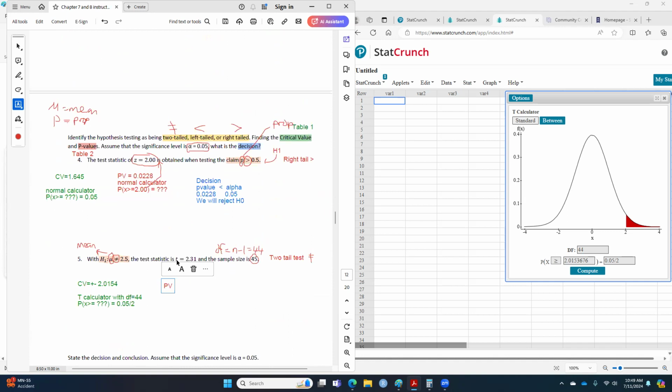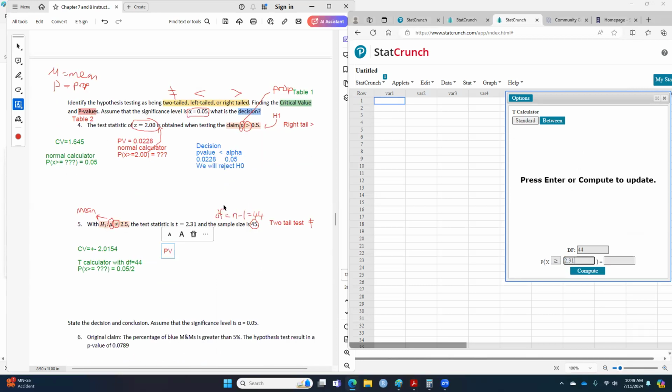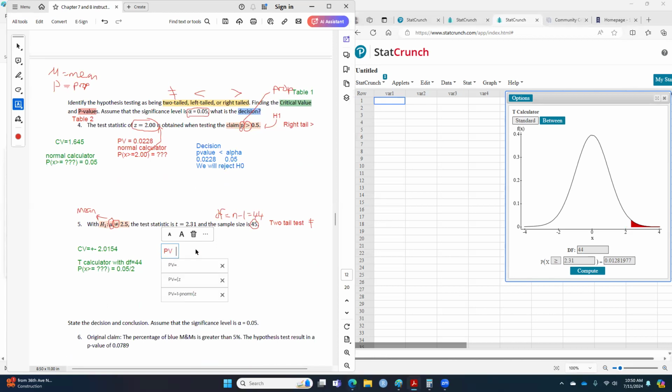Oh, your t value given to us is positive. Since it's positive, we will use the positive symbol, greater than or equal to, and it's given by 2.31. Okay, so this is how you figure out your p-value here. And when you compute, this is not your answer yet, because you have to double it.